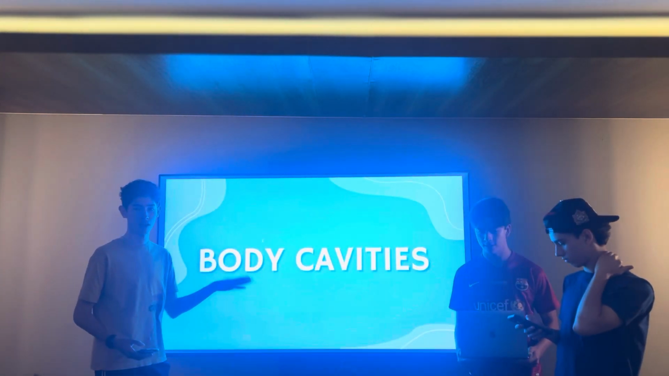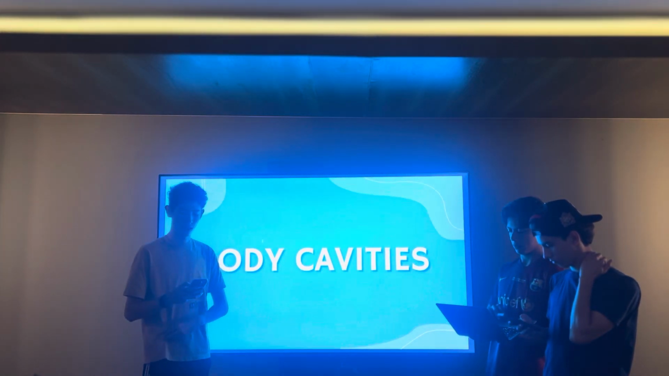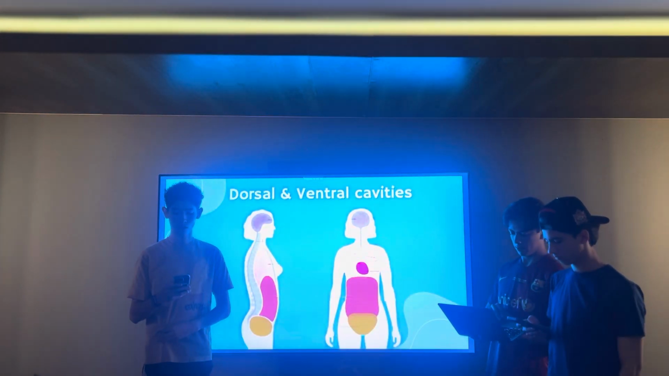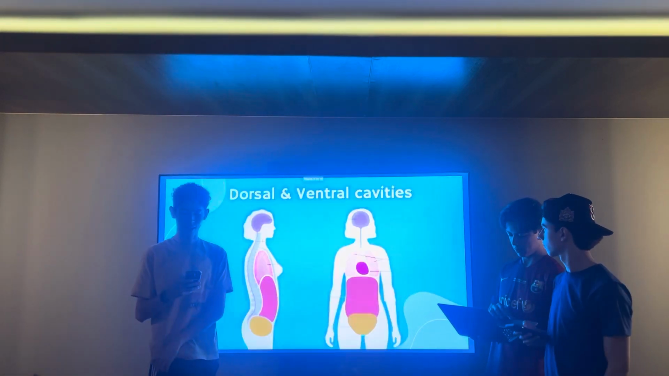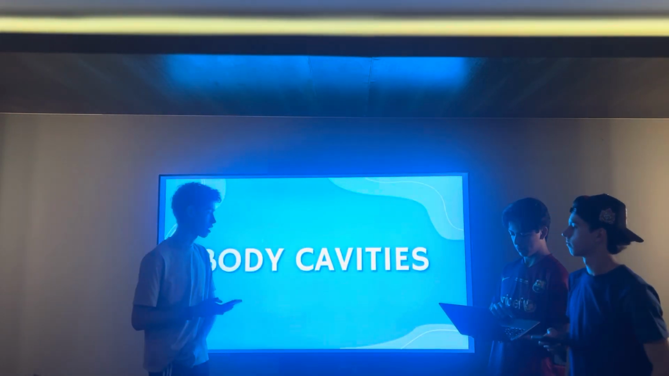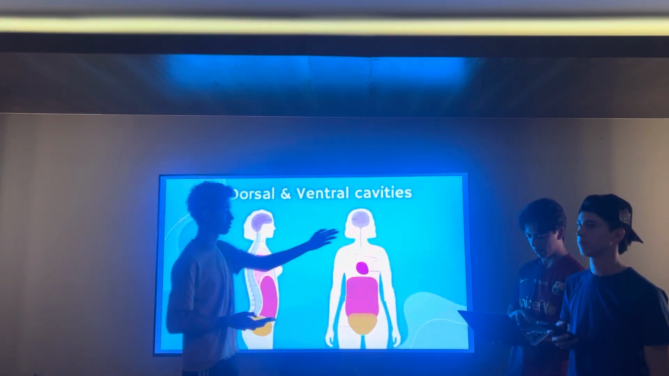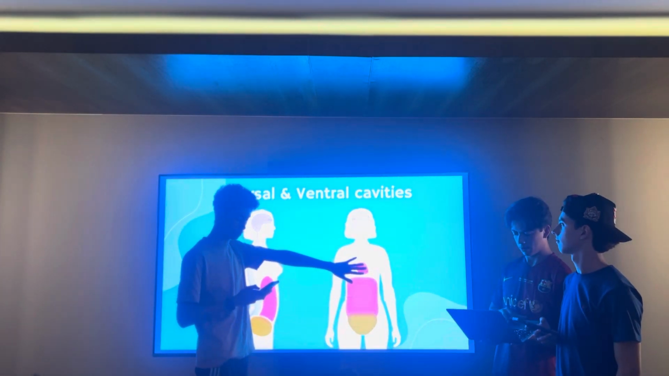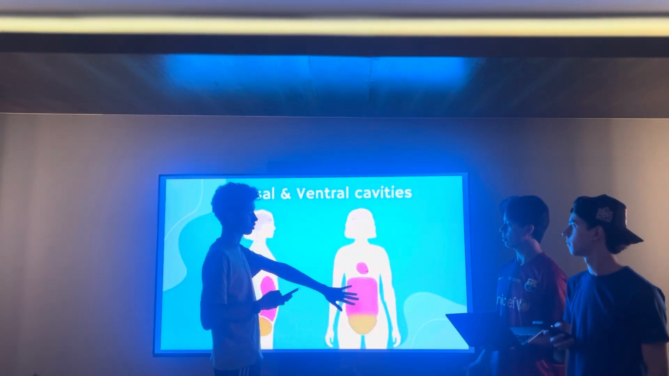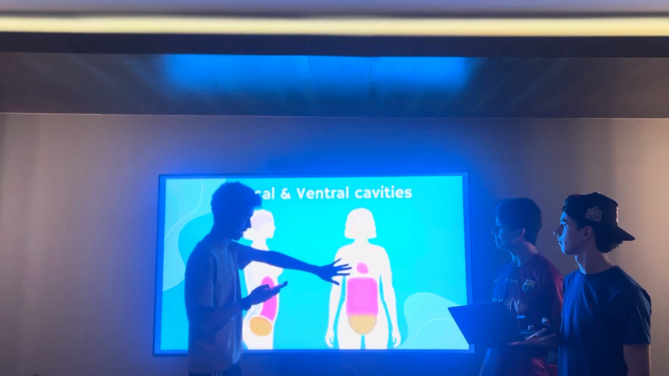Then we have the body cavities. We have 7 main body cavities, which are the ventral, dorsal, oral, nasal, orbital, middle ear, and synovial cavity. First of all, we have the ventral and the dorsal cavity. This is the ventral cavity. It's divided into 2, the thoracic and the abdominopelvic cavity.